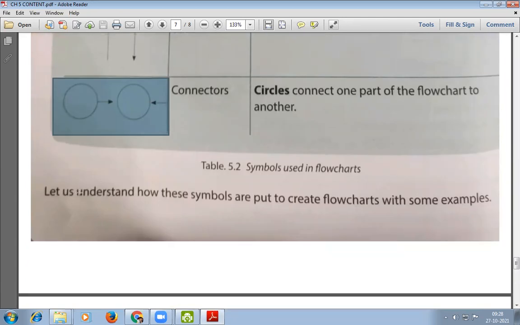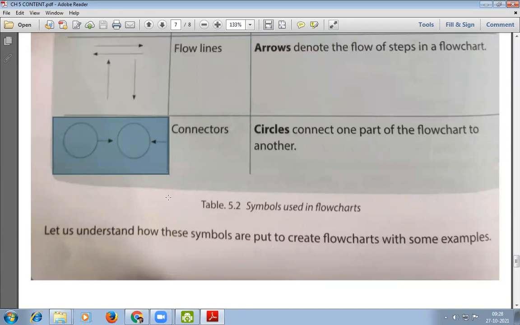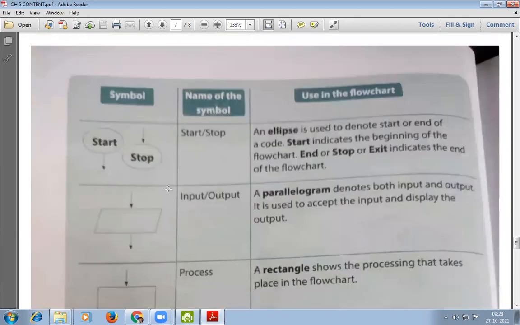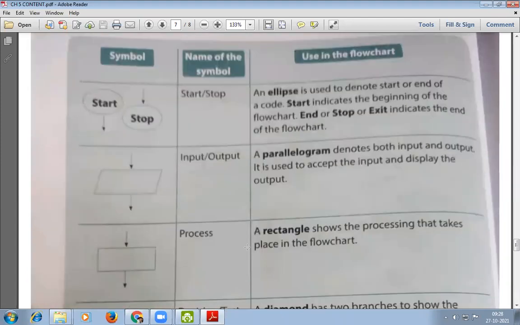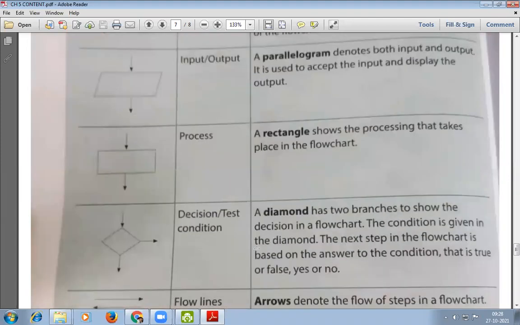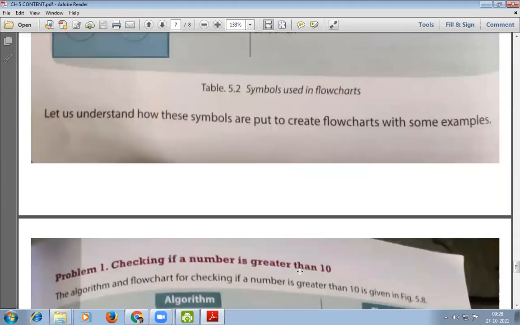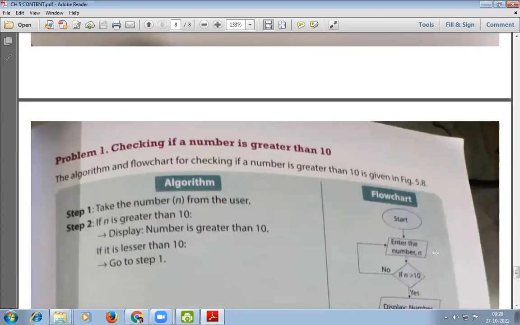Now, let us understand how these symbols are put together to create flowcharts with some examples. In page number 62, we have learned about various types of symbols which are used in the flowchart. Now, we are going to see some examples for better understanding. To show some flowcharts, we should have some questions. So here, the first question is given.